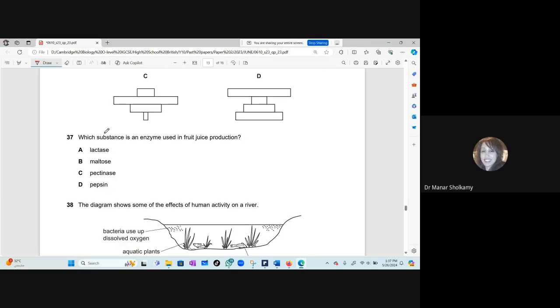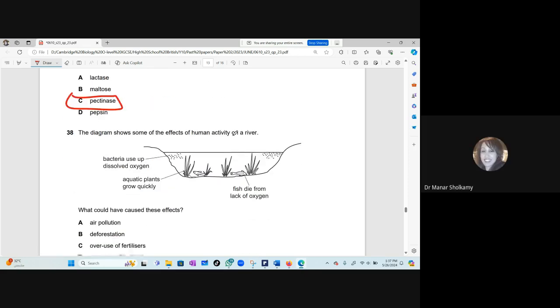37, we're very close. Which substance is an enzyme used in fruit juice production? C. Now, either you know it or you don't. C. Yes, to break down the pectin and make juice extraction easier.